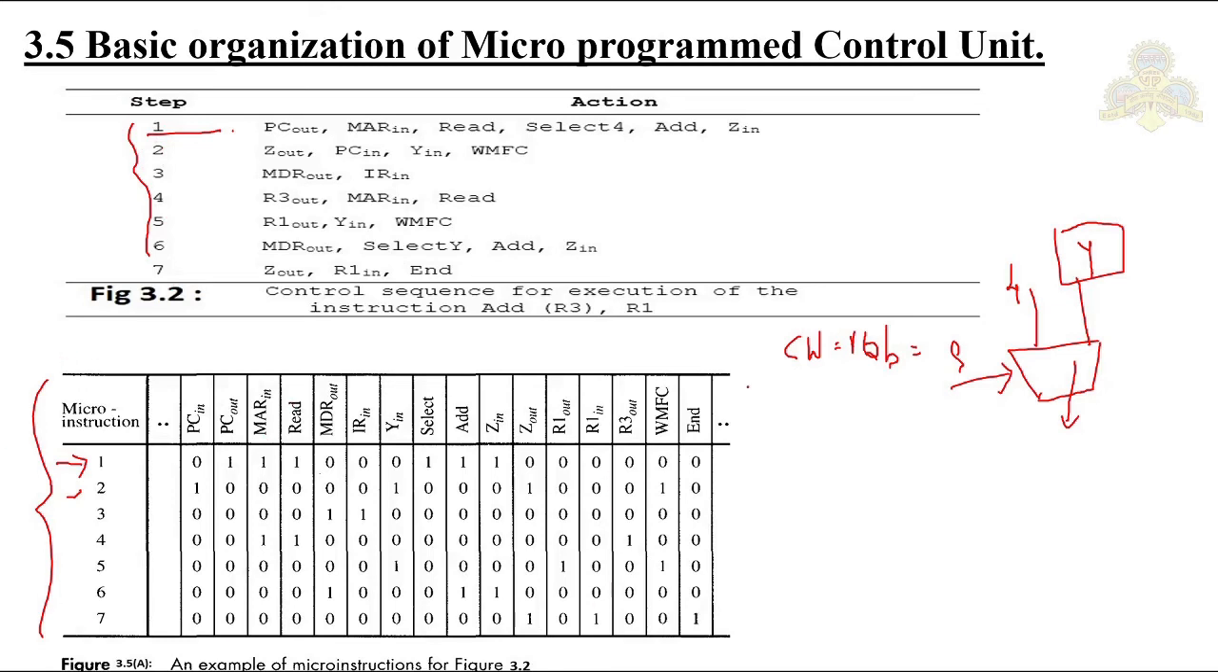That means this entire thing we call a micro routine, and the individual words in this micro routine are called micro instructions. That means we have one micro routine and 7 micro instructions. Hope you are clear with what is a control word, micro routine and micro instruction.